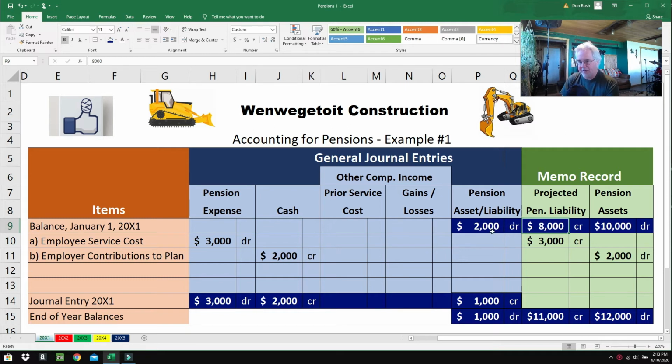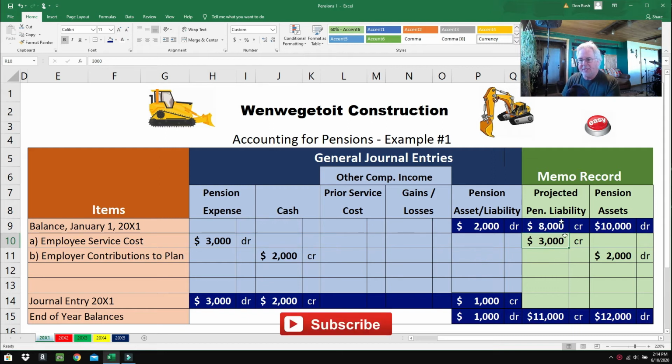To say it all another way, the pension fund is overfunded by $2,000, and so it's going to be represented as a debit because assets are debits. So moving on, we've got employee service costs. This employee service cost represents our current workers who are currently working and earning that pension. So this year they earned $3,000 worth of pension expense. So we're debiting pension expense for $3,000. And if we have a debit, we need a credit, which increases our liability.